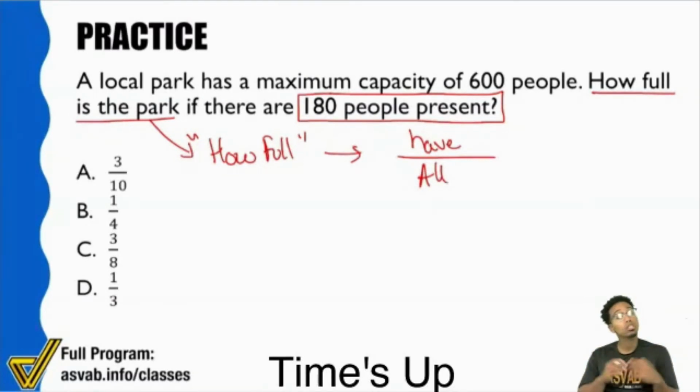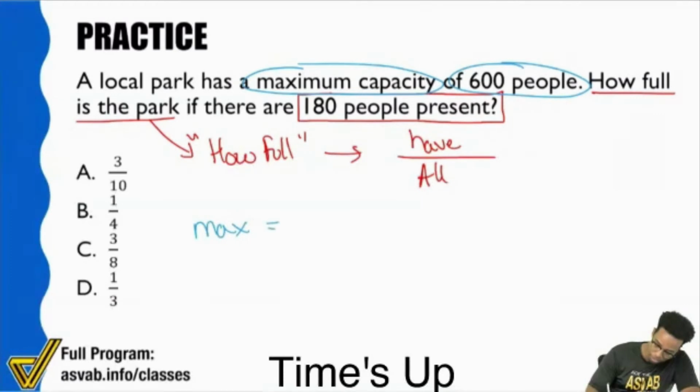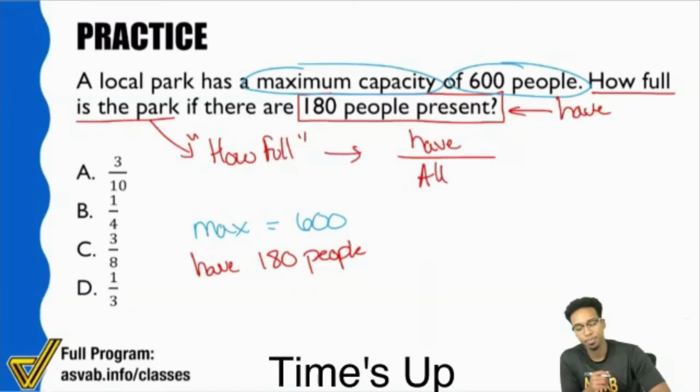So let's look at the information here and let's see what we could be talking about. A local park has a maximum capacity, 600 people. Okay, max equals 600. And then over here, 180 people present. So that's what we have. So we have 180 people. Did this problem here become a lot easier for anybody? Did this problem just become a lot easier for anybody?